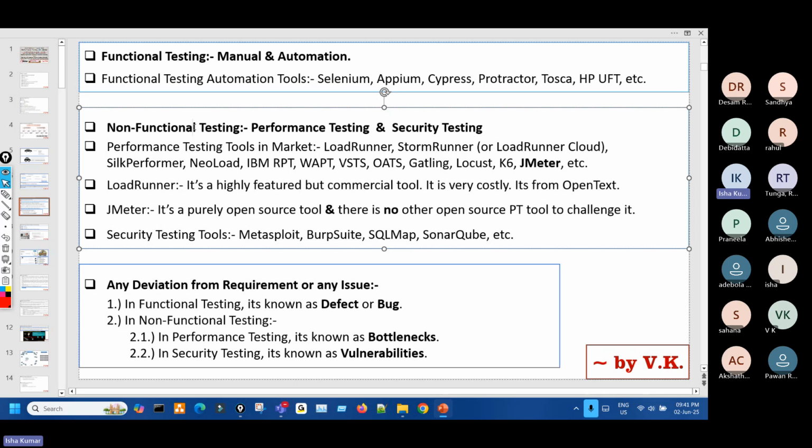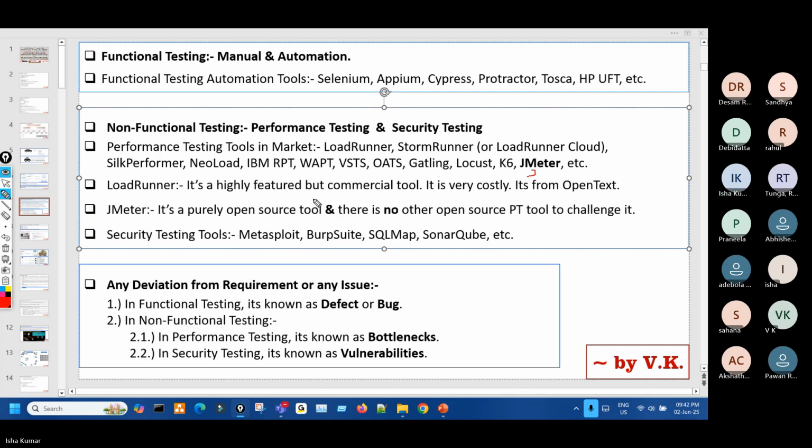Now, the different tools available in the market are LoadRunner, StormRunner, Silk Performer, NeoLoad, IBM RPT, WAPT, OATS, VSTS, Gatling, LoadUI, K6, and JMeter. You see, JMeter I have kept last, in bold. Just as the other tools do functional testing in an automated way, we have JMeter. Performance testing cannot be done manually. Why it cannot be done manually, we will see that. But these are the tools. In this long list of tools we have JMeter, and this is what we are going to learn: how to get performance testing done using JMeter.